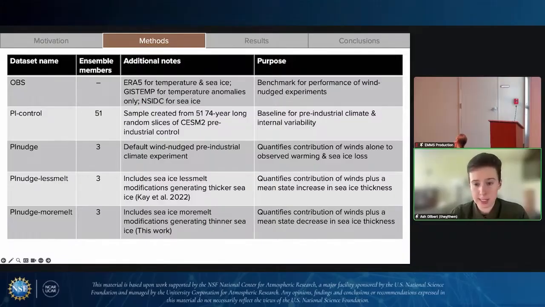PI nudge less melt is exactly like PI nudge, except it has modifications from KL 2022 to generate thicker mean state sea ice. And then PI nudge more melt is also like PI nudge, but it has modifications for mean state thinner sea ice. Now, PI control and OBS are the two ends of the spectrum, and we expect that our nudging experiments are going to fall somewhere between them. And additionally, if a nudging experiment is within our pre-industrial control, it means that the nudging experiment could have plausibly occurred within the pre-industrial control without forcing from the observed winds.